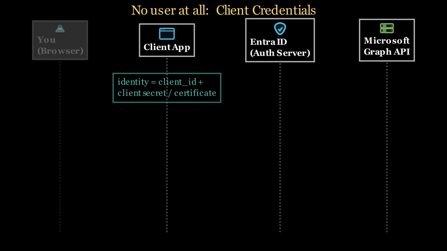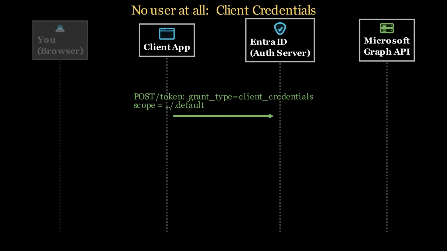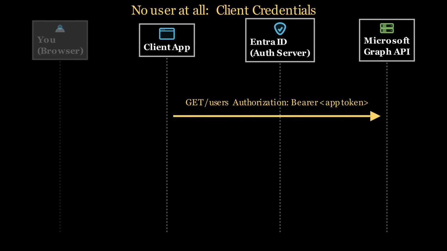Daemons, background jobs and sync services have no user to sign in. So the app authenticates as itself with a client ID and a secret, or better, a certificate. It calls the token endpoint with the client credentials grant and the .default scope. Entra returns an app-only token, no refresh token. When it expires, the app just asks again. The app calls Graph with its own identity.